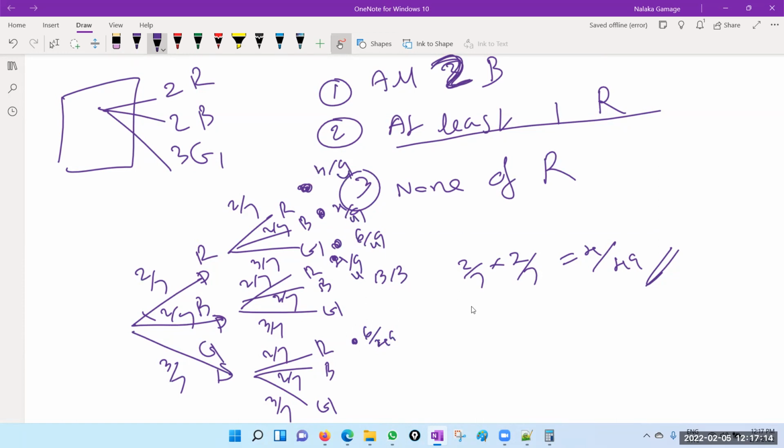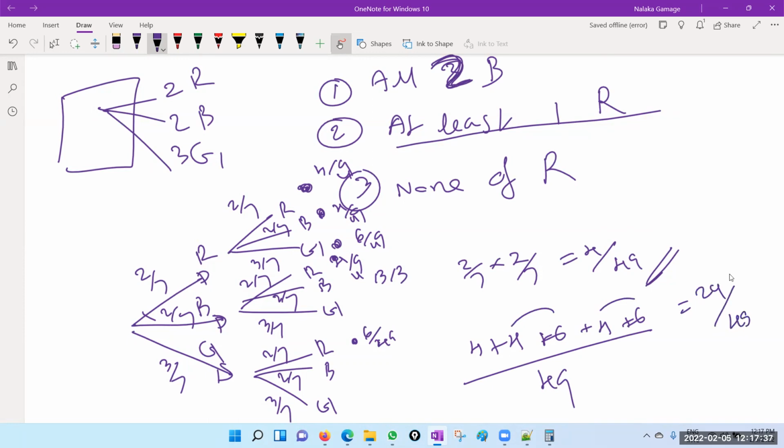So this is 4. And this is another 4. And this is 2 into 3, 6. And this is 2 into 2, 4. And here you have 3 into 2, 6 divided by 49. Okay, so 10, 10, 20, 24 divided by 49.